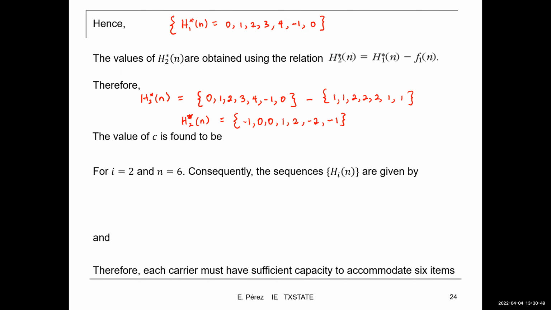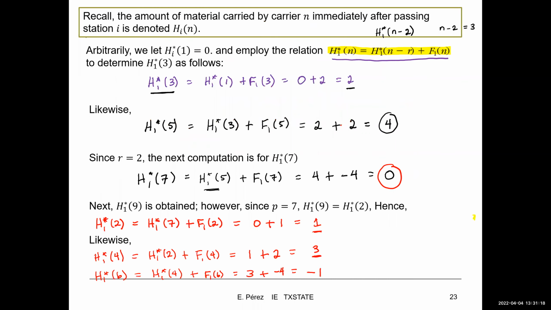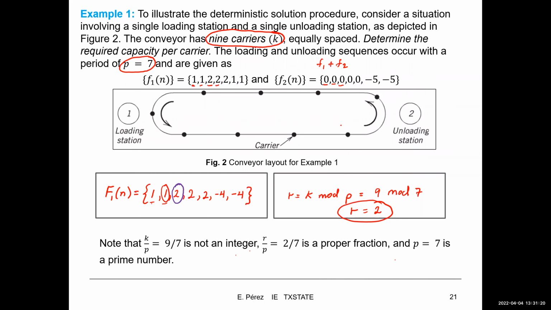So 0 minus 1 is minus 1. 1 minus 1 is 0. 2 minus 2 is 0. 3 minus 2 is 1. 4 minus 2 is 2. Minus 1 minus 1 is minus 2. And 0 minus 1 is minus 1. Okay, so now we have all the values for H1 star and H2 star. If you have more than two stations, in this example we only have two, one here and one here. If you have three stations, then you have to go and do the same thing again for station 3.